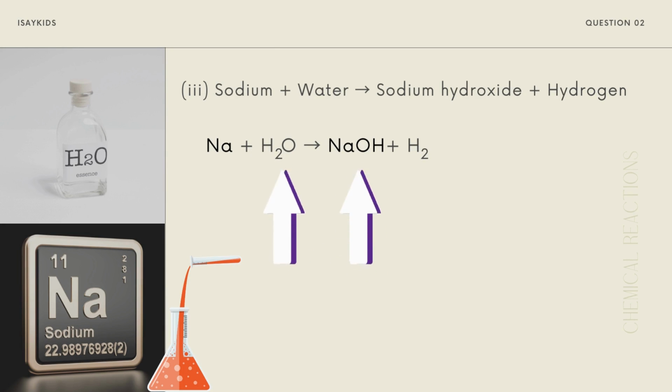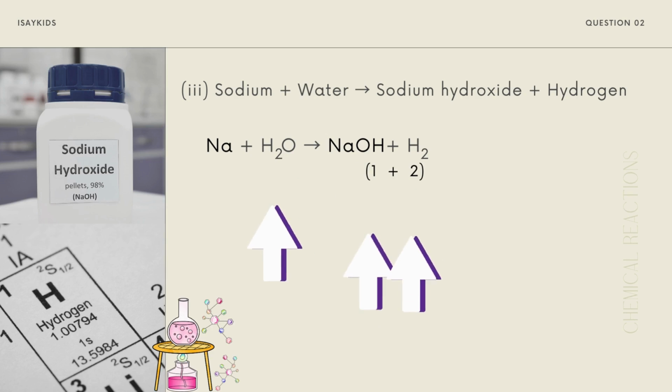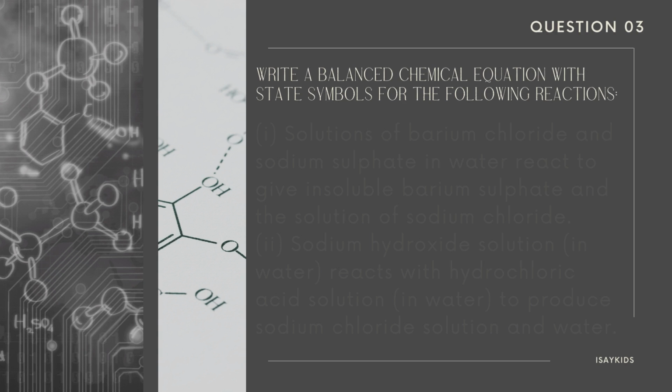But on the left hand side, or the reactant side, we can say 2 atoms of hydrogen are present and 3 on the right hand side, or the product side. So the balanced chemical equation for this reaction is 2Na plus 2H2O gives 2NaOH plus H2. Fun, interesting, right? Let's move on to the next question.